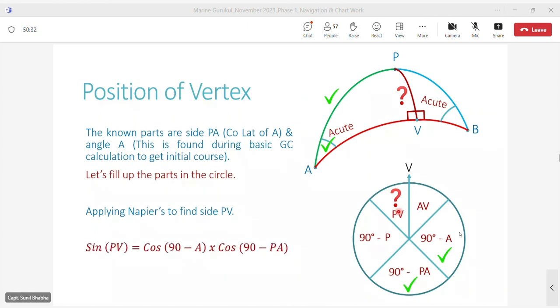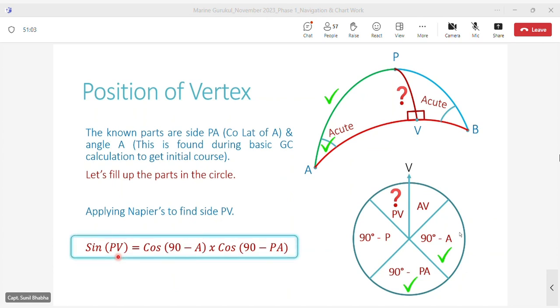Now applying Napier's rule here, the middle part is PV. So sine of middle part, sine of PV, is equal to cos of opposite part 1, which is 90 minus A, multiplied by cos of opposite part 2, which is 90 minus PA. Now both the parts on the right hand side, 90 minus A and 90 minus PA, are known to us. Using these two, we can easily find out what is the part PV.